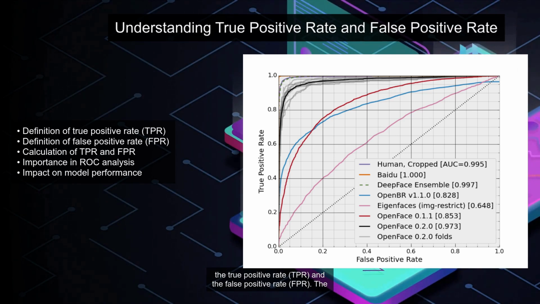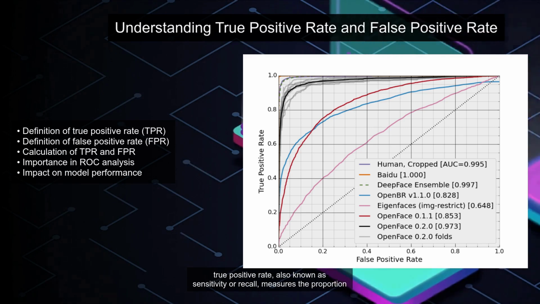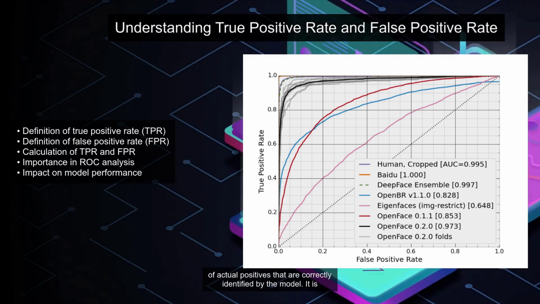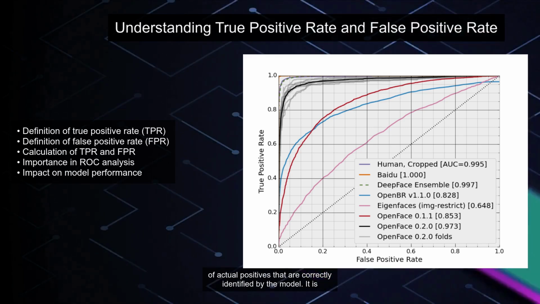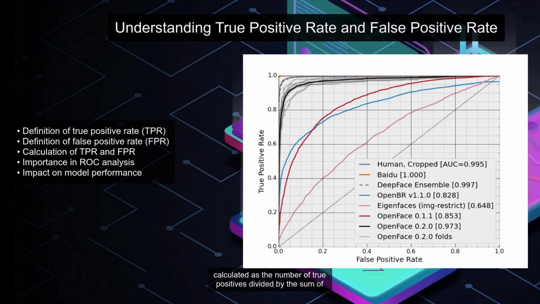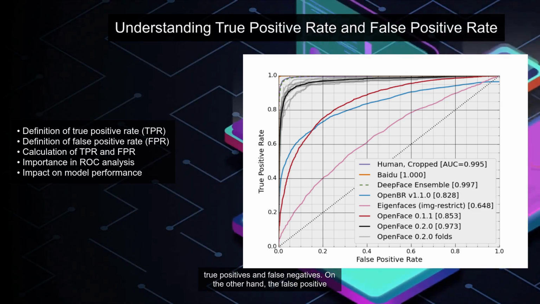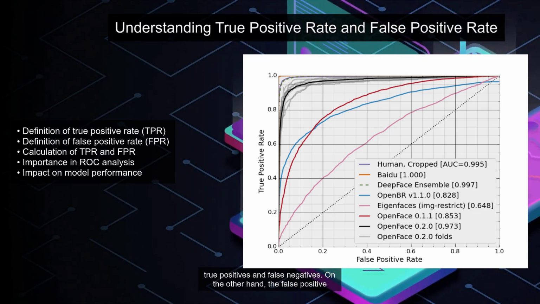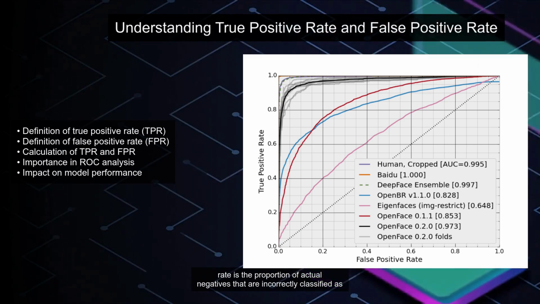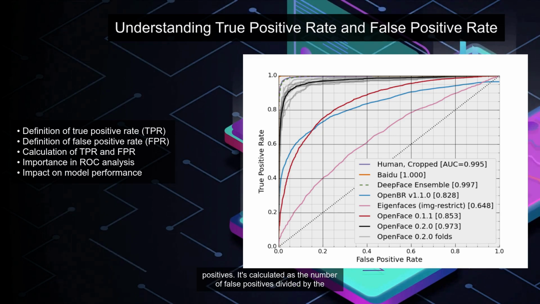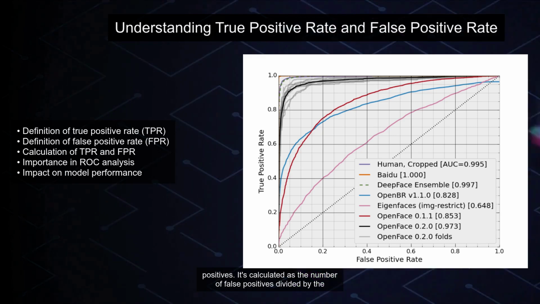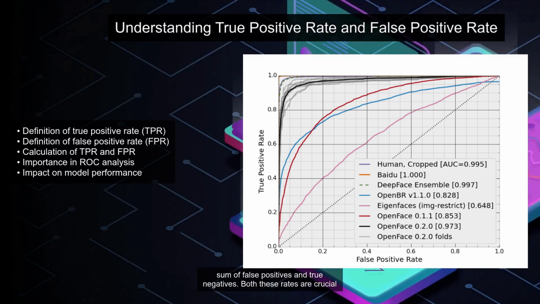To fully grasp ROC curves, we must first understand two essential metrics: the true positive rate, TPR, and the false positive rate, FPR. The true positive rate, also known as sensitivity or recall, measures the proportion of actual positives that are correctly identified by the model. It is calculated as the number of true positives divided by the sum of true positives and false negatives. On the other hand, the false positive rate is the proportion of actual negatives that are incorrectly classified as positives. It's calculated as the number of false positives divided by the sum of false positives and true negatives.